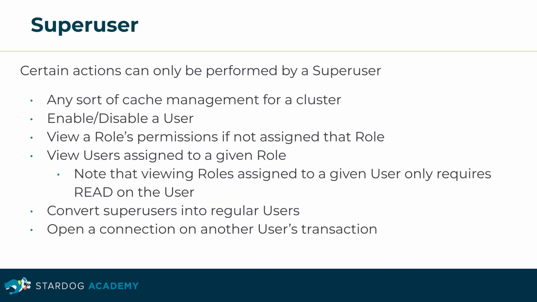Certain actions have no specific permissions check and can only be performed by a superuser. These include all cache management operations for a cluster, enabling or disabling users, viewing a role's permission to which your user is not assigned, viewing the list of users assigned to a given role. Note that the other way around, viewing a user's list of roles, only requires read on that user. Also superuser-only are converting superusers into regular users, and opening connections based on another user's transaction. This concludes the section about security permissions in Stardog.